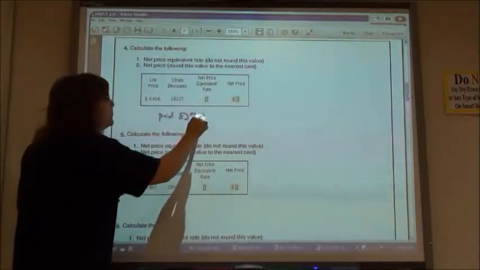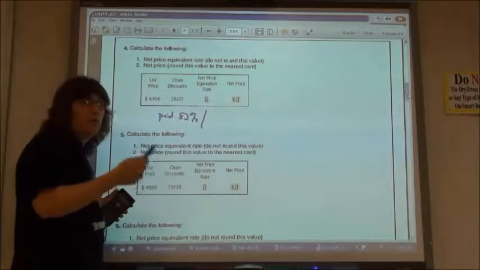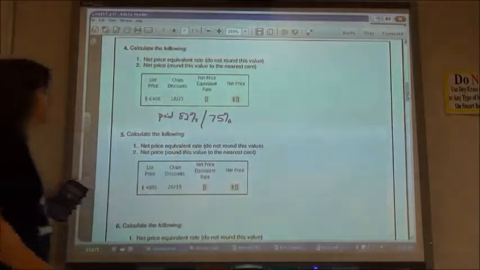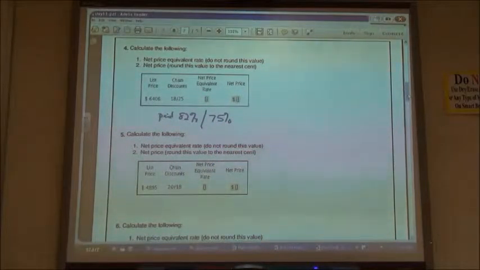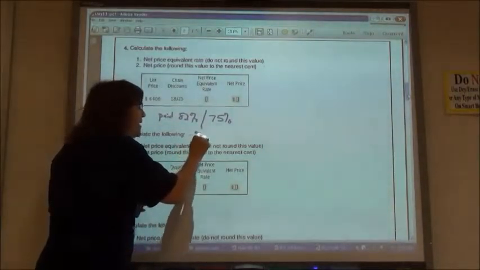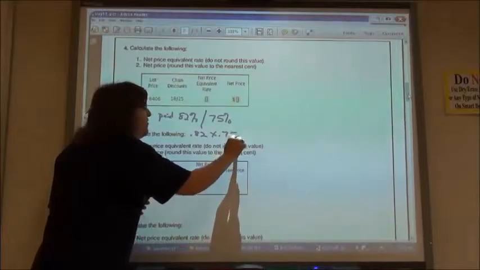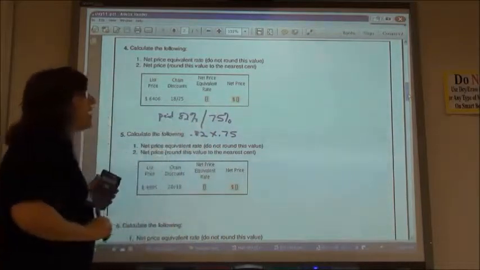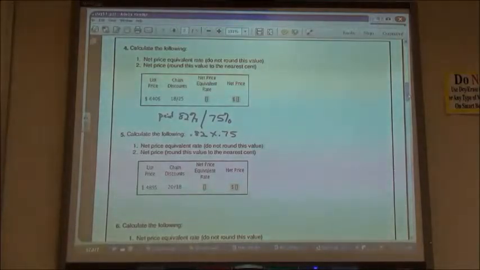If I have a discount of 25%, 100 minus 25 would mean I paid 75%. So in order to find the net price equivalent rate, we're going to multiply the 0.82 times the 0.75. We're going to get a decimal, and sometimes it's fairly long, but you don't want to round that value off. That value is called your net price equivalent rate. So if I take 0.82 times 0.75, I get 0.615.